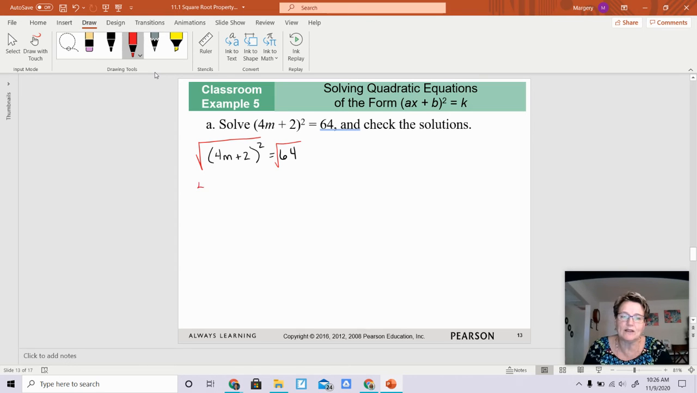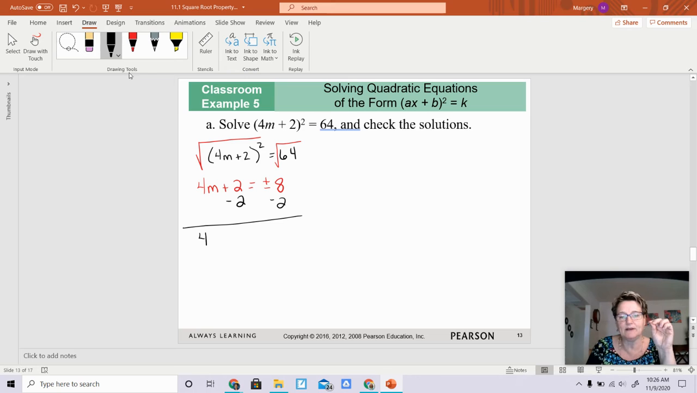This leaves me with 4m plus 2 equals plus or minus, and the square root of 64 is 8. My goal is to solve for m, so I've got to get 4m by itself. I'm going to subtract 2 from both sides. That gives me 4m equals negative 2 and the plus or minus 8. At the moment I can't do anything with it, so I'm just going to write it out. I like to see it. I'm a visual learner, so it makes it easier.